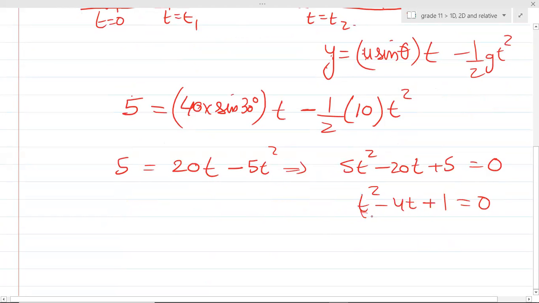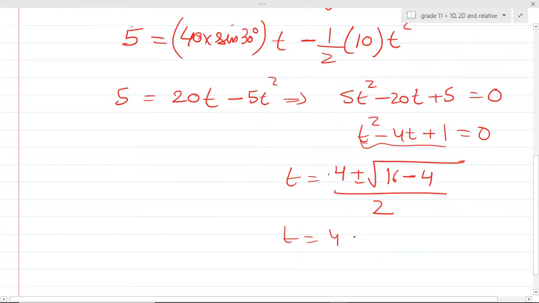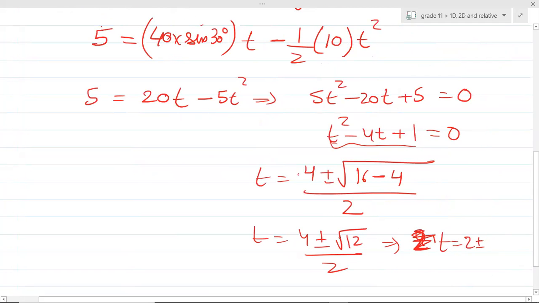So from here, when you solve this quadratic, t will be equal to 4 plus minus under root of 16 minus 4, divided by 2. So this will be t equals, I'm applying the quadratic formula, okay? 16 plus minus root 12 by 2. This will be 4 by 2 plus minus. What is root 12? 4 into 3, that is 2 root 3. And that 2 will get cancelled out with this, so root 3.